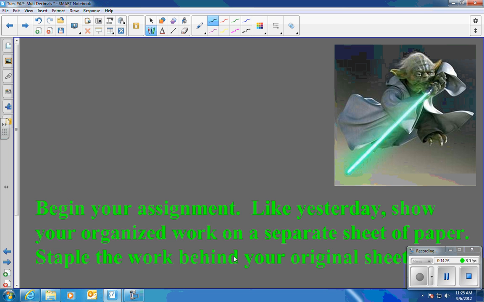So your assignment is in your ISN. If you need a separate sheet of paper, please make sure to show all of your work and staple it in there.